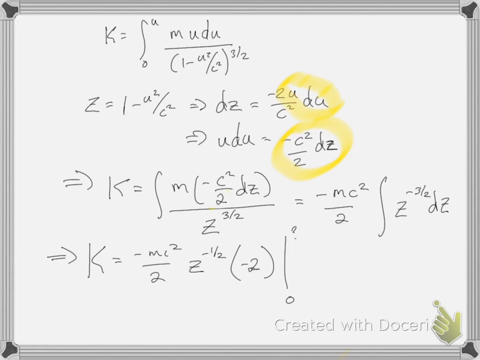Because we will go ahead and just backward substitute in the u, so that k is equal to minus 2 over minus 2, pull the minus 2 out front. That's a plus 2, the 2's cancel, so we've got plus mc squared times z to the minus 1/2, which is 1 minus u squared over c squared to the minus 1/2. And the limits there are 0 to u.